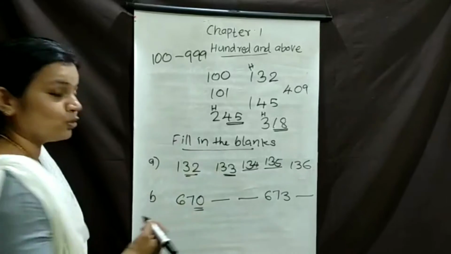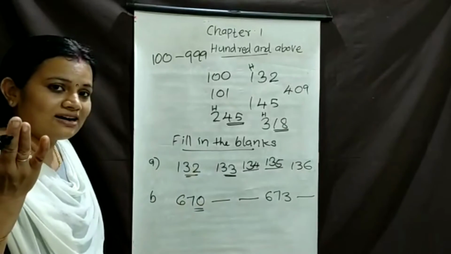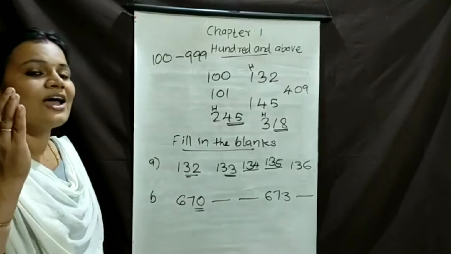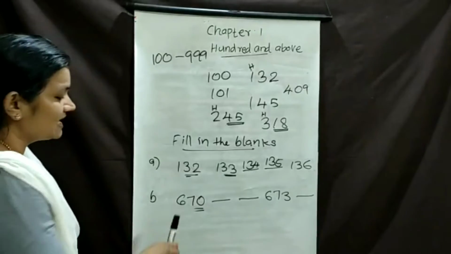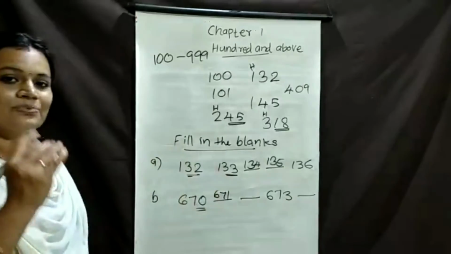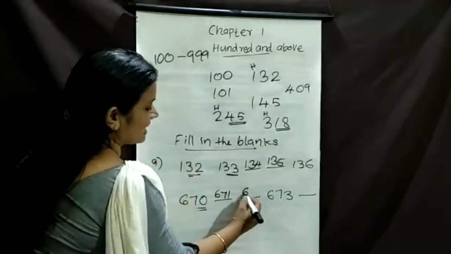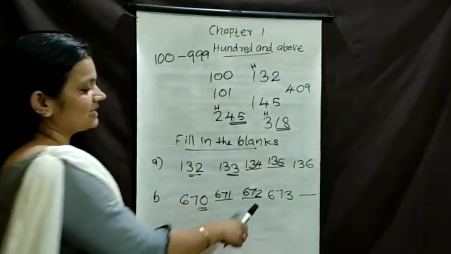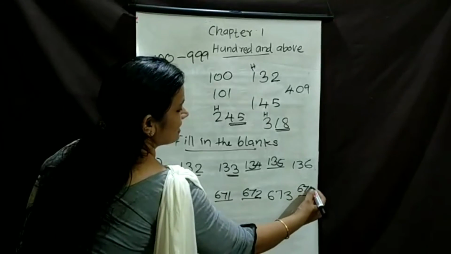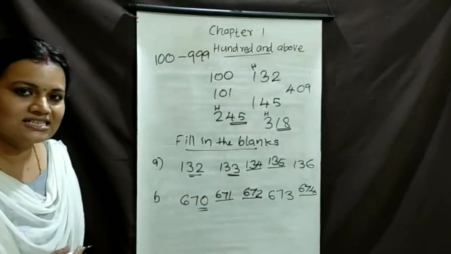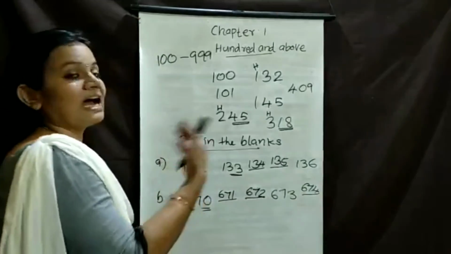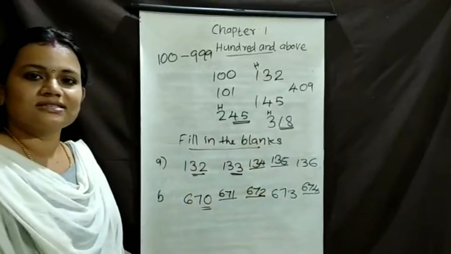Next, 670. Then you check the last 2 digits. 70. What is the next number? Recall the 2-digit numbers. 70. What is the next number? Yes, 71. So we can write 670, 671. What is the next number? 672. 673 is already given. The next, 674. Okay, understood. First of all, you read the given numbers and write the missing numbers.